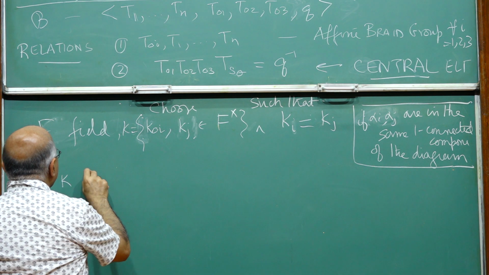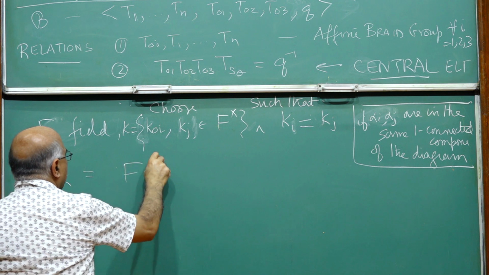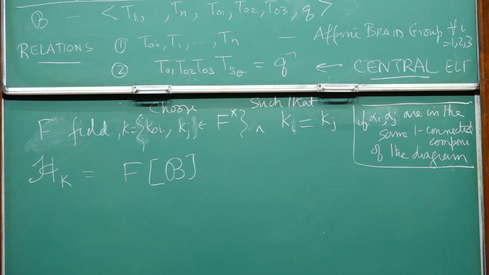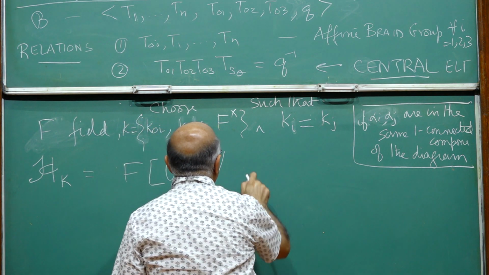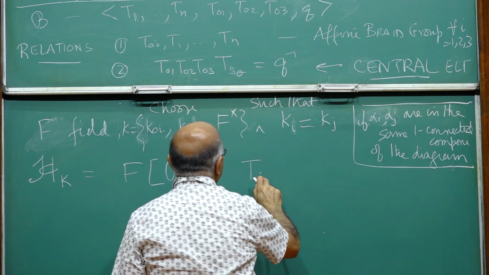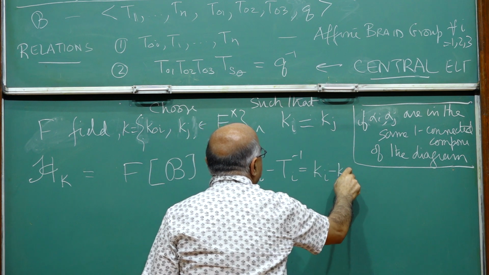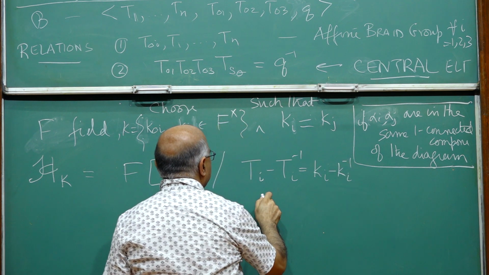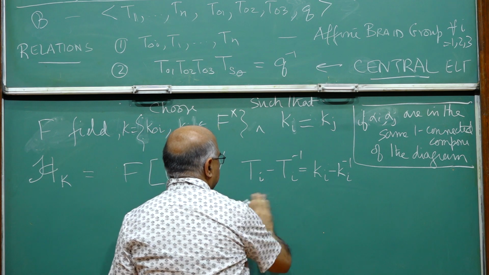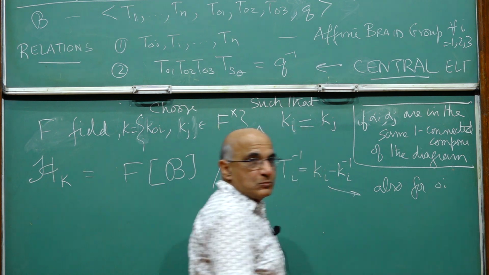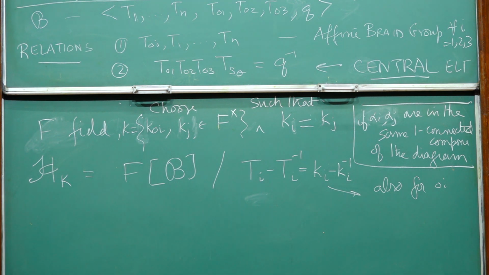So H_K is you can take the group algebra of the braid group, and you impose relations like T_i minus T_i inverse equals k_i minus k_i inverse, and similarly for 0i. So that's the double affine Hecke algebra.